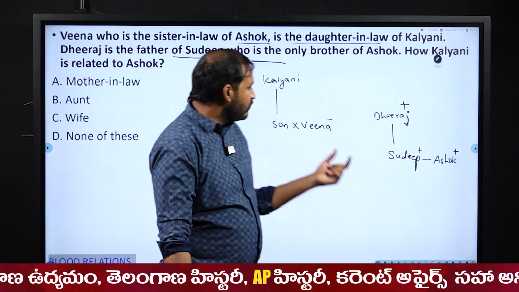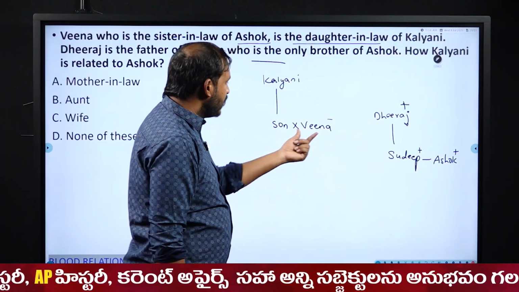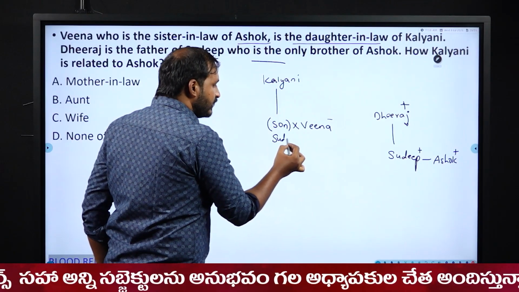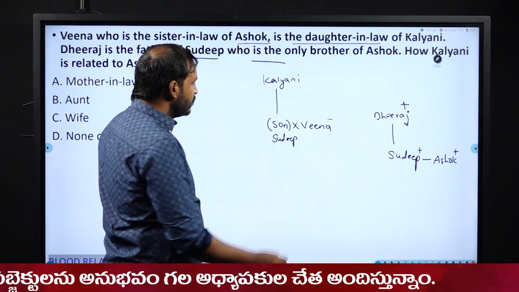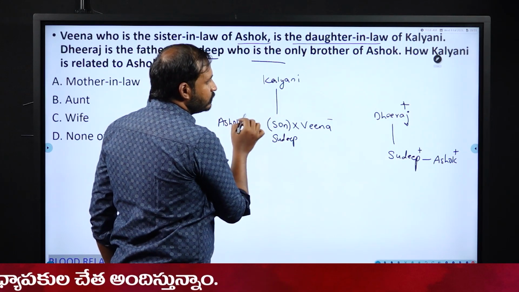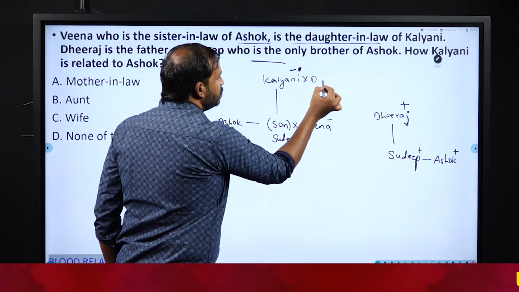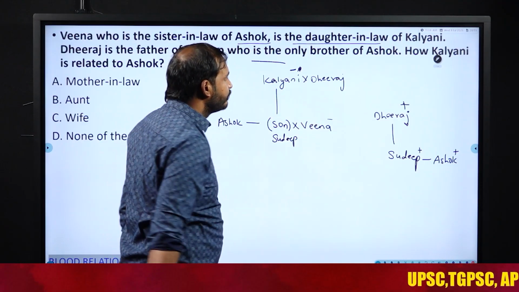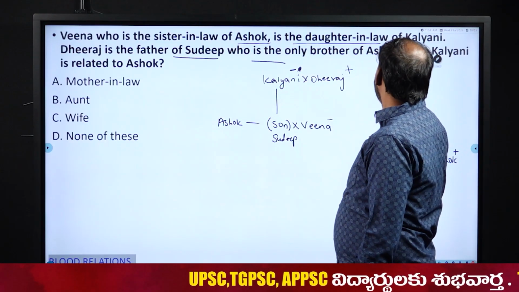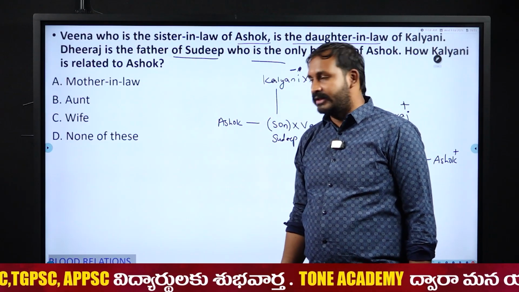Now, see here, students. We know one more thing, that Ashok is the brother-in-law of Veena, right? For time being, if I assume that Veena's husband's brother is Ashok, that means in this place I will have Sudeep, right? That is one possibility. If this is Sudeep and we will have Ashok here, and their father is Dheeraj, that means Kalyani will become female. This is the possibility. Now if this is the possibility, how is Kalyani related to Ashok? Kalyani will become mother.